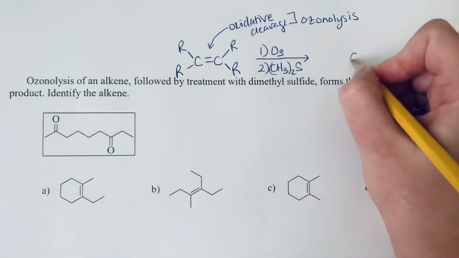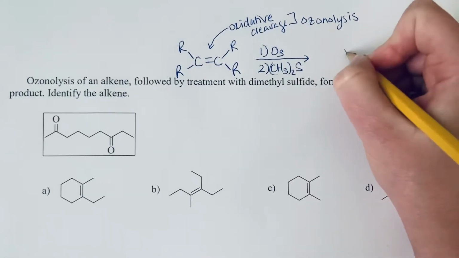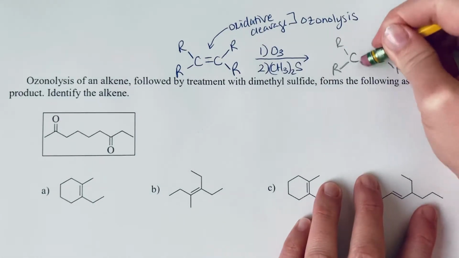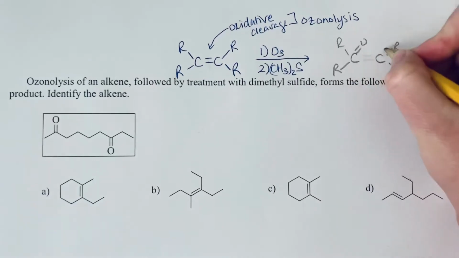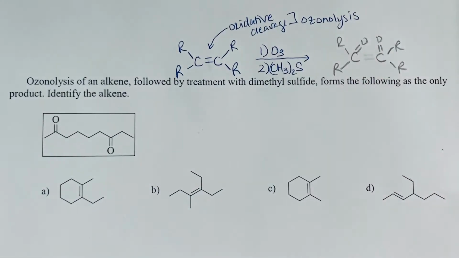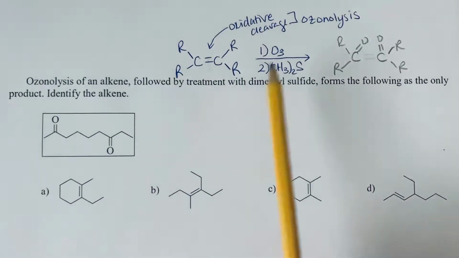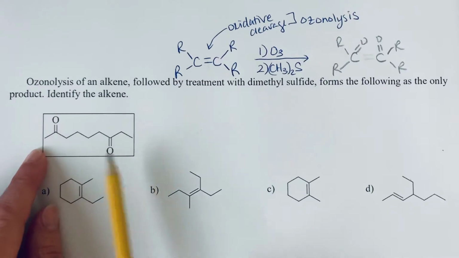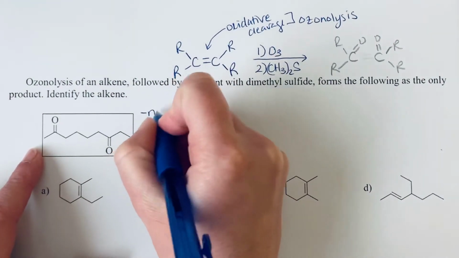A shortcut we saw previously is that we could just redraw the alkene and know that we are going to cleave that bond and replace it with 2 bonds to oxygen. So you can see here with this acyclic general alkene, when you break it apart, you get 2 pieces. If we look at what we're given here, we should notice that the carbonyls are attached to the same chain.